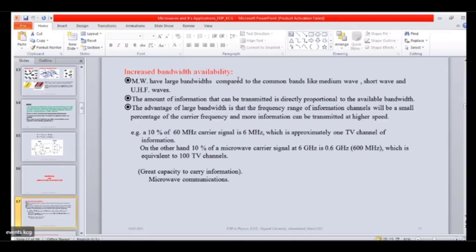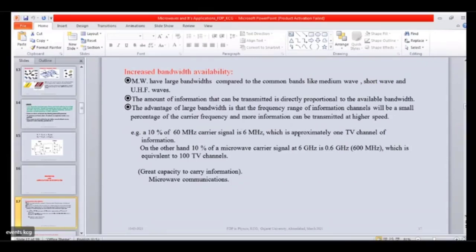And because of this large bandwidth, we can accommodate a large amount of information if we use the microwave as a carrier signal. Okay? And the advantage of large bandwidth is that the frequency range of information channels will be a small percentage of the carrier frequency. And hence, more information can be transmitted at higher speed. More information can be transmitted at this high speed is another advantage of using the microwaves in communication. Okay, here an example is given. Suppose you take a 60 megahertz signal as a carrier, and if you consider 10% of it, then we get 6 megahertz.